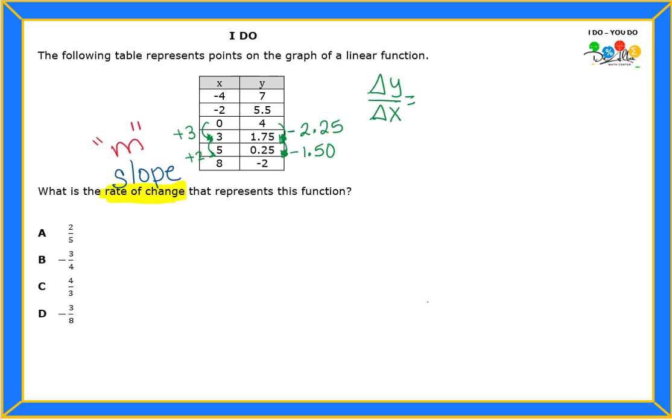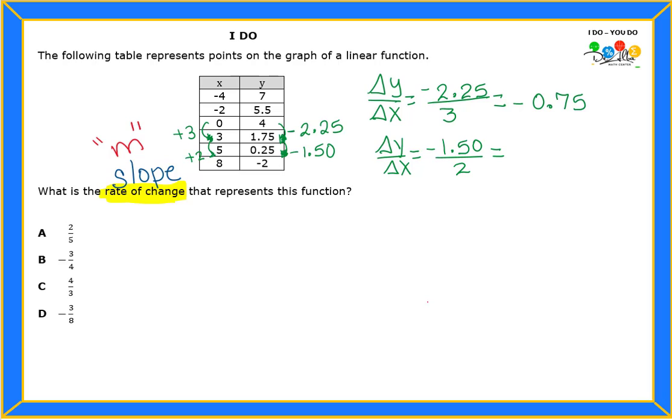So I'm going to look at the first one. The change of y is negative 2.25, and the change of x is 3. Go ahead and simplify those two for me, and you will get a negative 0.75. Very good. Now we're going to do the second point. Still the change of y over change of x, but now I'm going to choose the next numbers, which was my difference. So that will be negative 1.50 over 2.